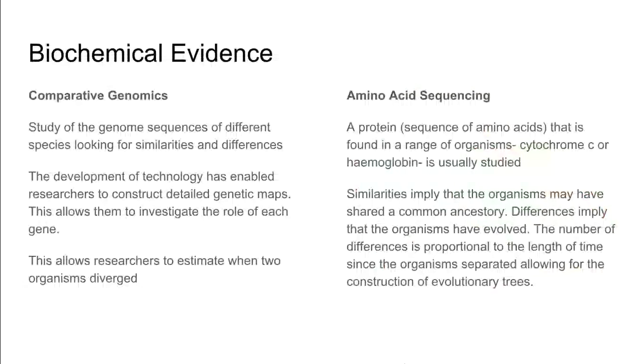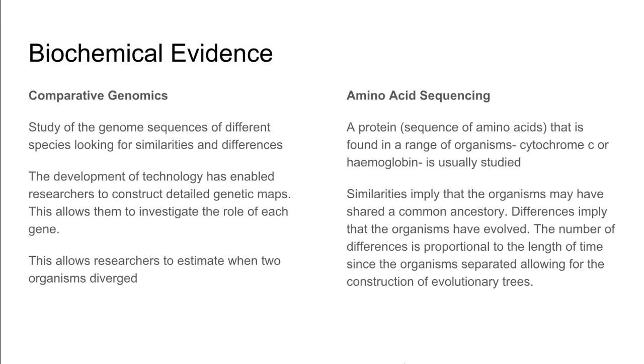The first is biochemical evidence. So we can use comparative genomics, where we study the genome sequences of different species and we look for similarities and differences. The development of specific technology has enabled researchers to construct these detailed genetic maps. It has allowed them to investigate the role of each gene, but it also allows researchers to estimate when two organisms diverged based on the similarities and the differences in their genomic sequences.